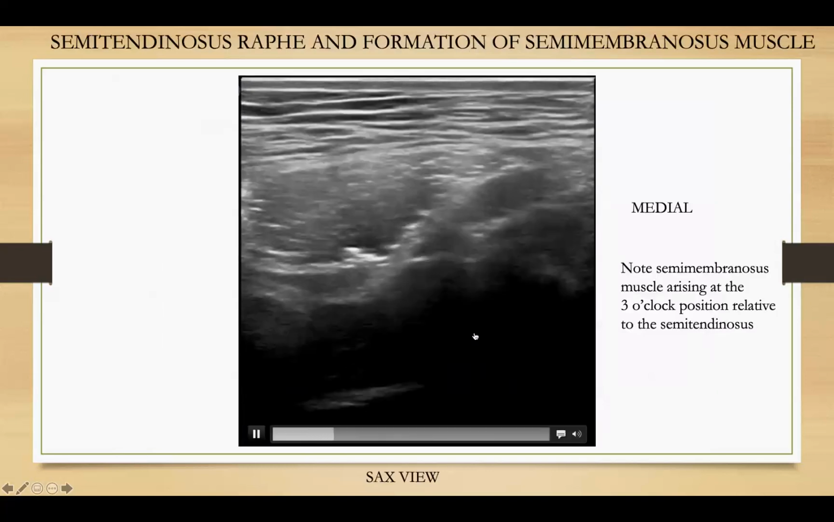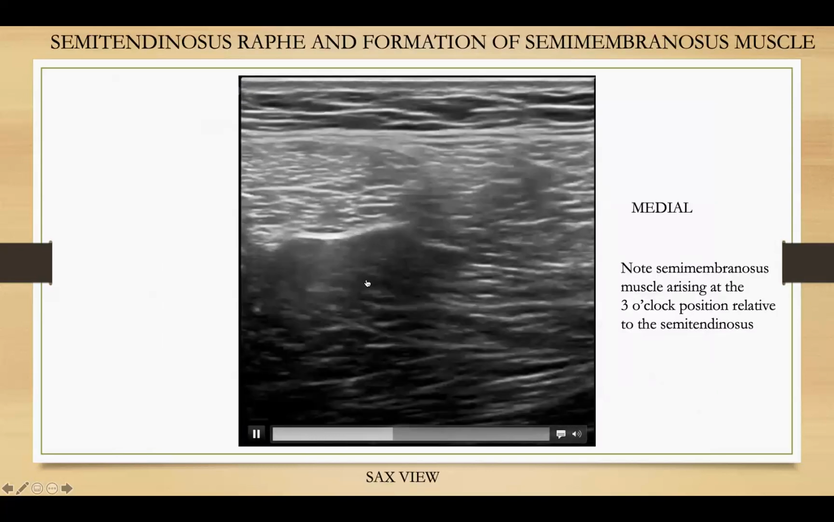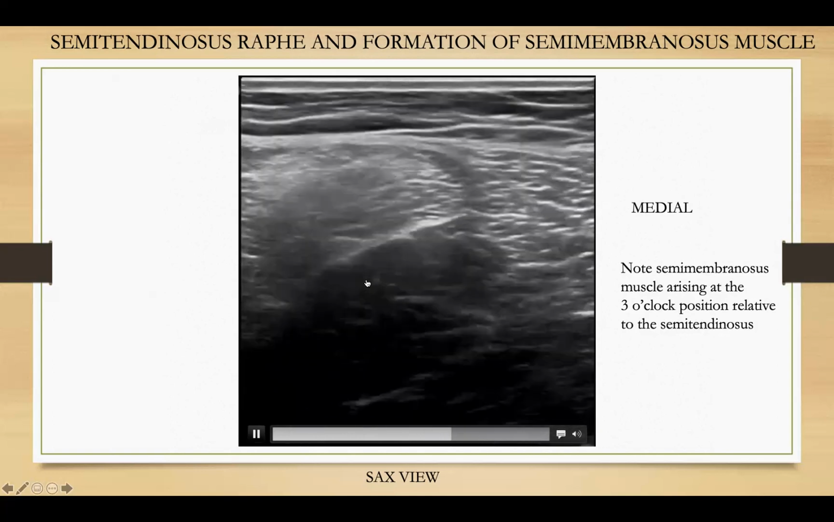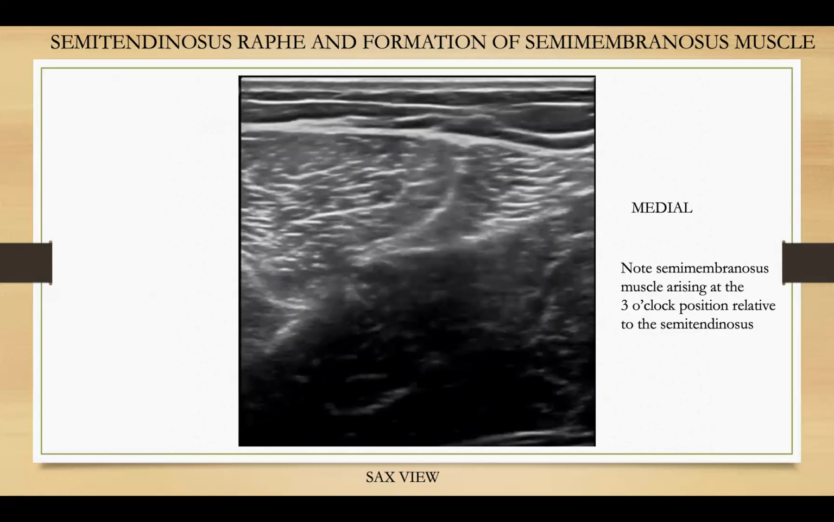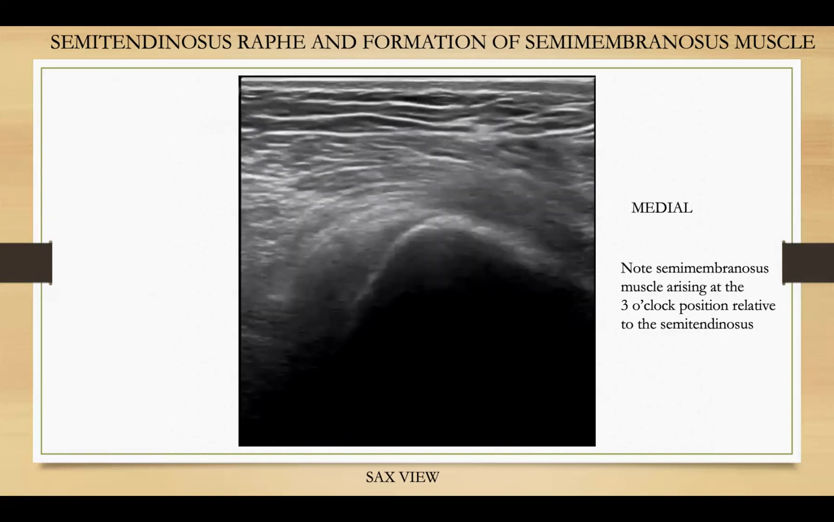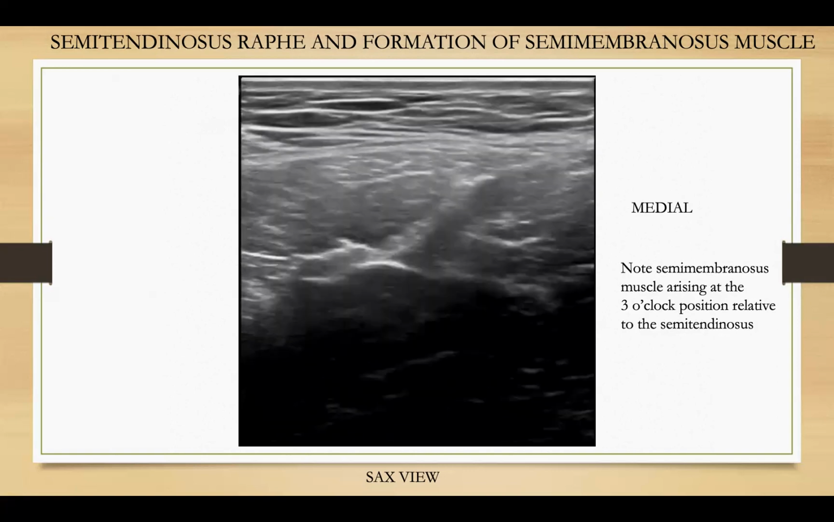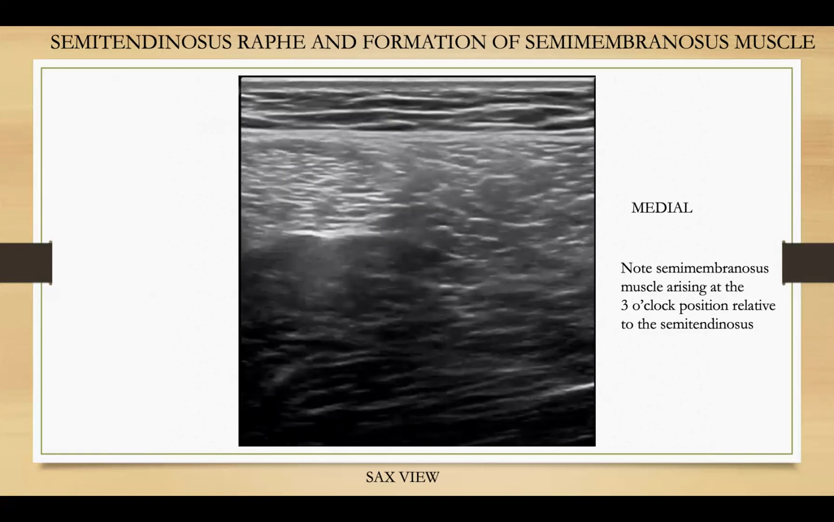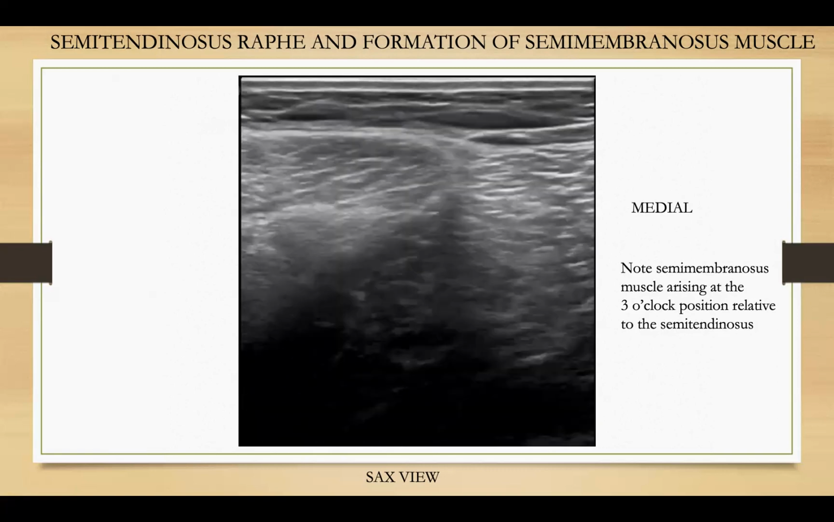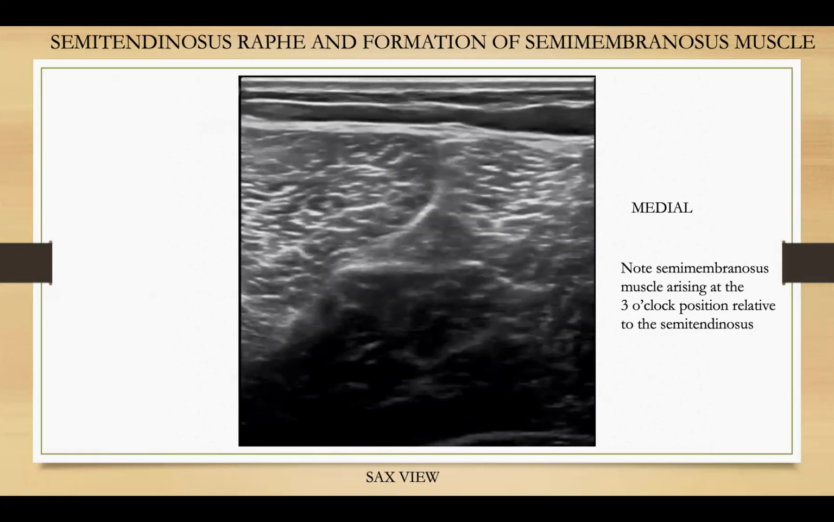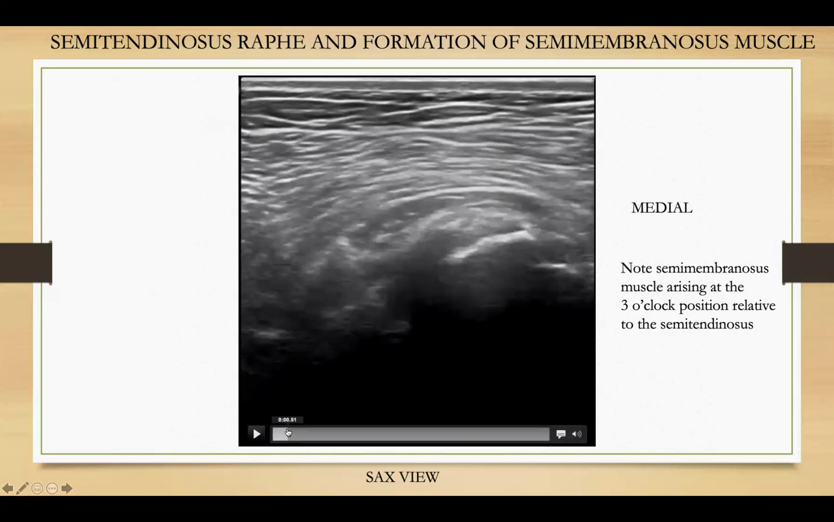There's an important structure within the semitendinosus muscle, which can be confusing for the novice ultrasonographer. It is the raphe or an aponeurosis within the muscle. It moves from a relatively proximal medial to inferolateral direction. I'm going to slow this video down here a little bit for us.